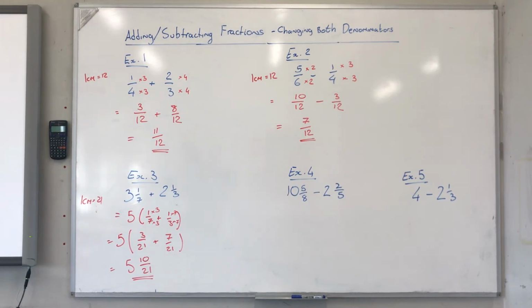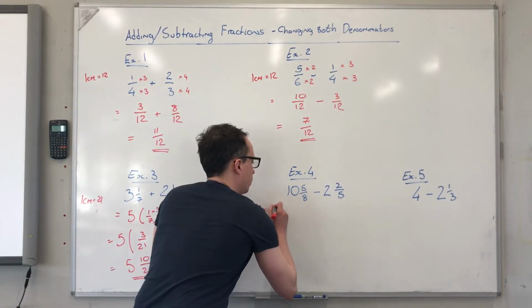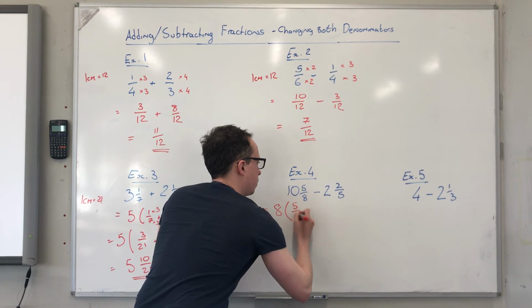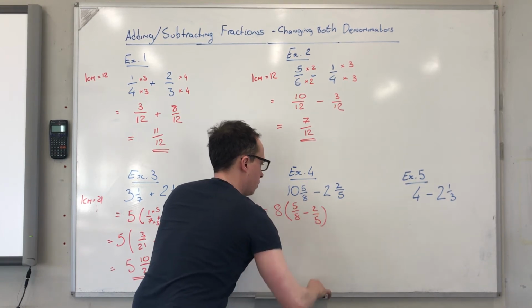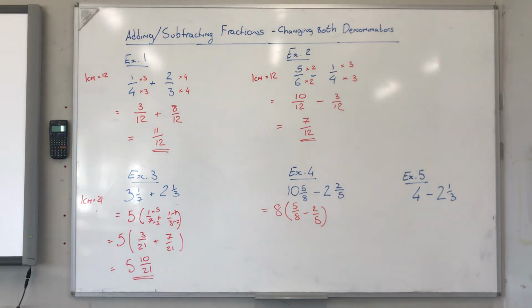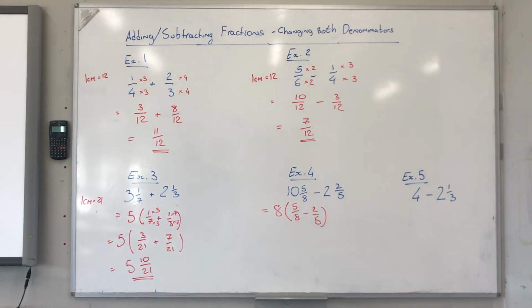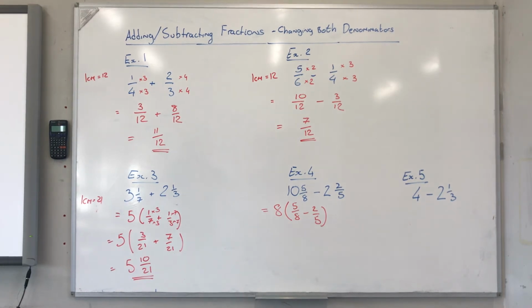First step, 10 and 5/8 minus 2 and 2/5. Let's get rid of the whole numbers as much as possible. So there you can see I've done 10 minus 2 is 8. Now we need to think about what can we change 5/8 and 2/5 to be, which have the same denominator. So like we've done before, take the biggest denominator, which in this case is 8, and count up in the 8 times table till we get a number which is also in the 5 times table. So we got 8, 16, 24, 32, and then 40. So the lowest common multiple of 8 and 5 is 40.